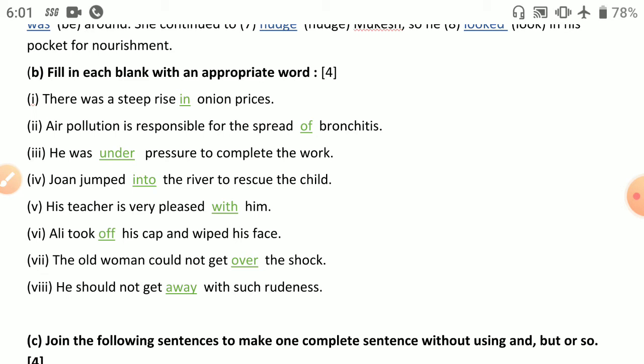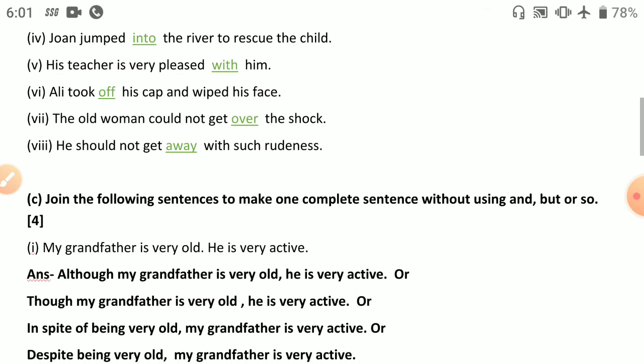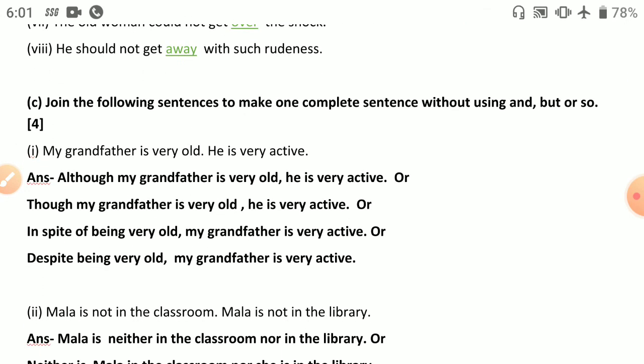This is also easy. Comparatively, in this year 2016, this preposition part has been easier. Let's see the synthesis, where you're joining the sentences without using the coordinating conjunctions and, but, or so.